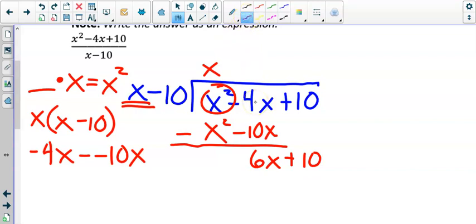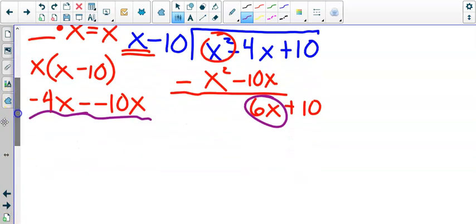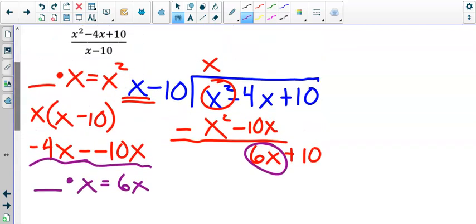Now who are we trying to get rid of? The 6x. So now we have a new focus, and we're going to repeat the process over again. That's all that there is to long division. Repeating these 3 steps that you see right here. So, what times x will give us 6x? 6. So we're going to come up here, and we're going to put a positive 6.